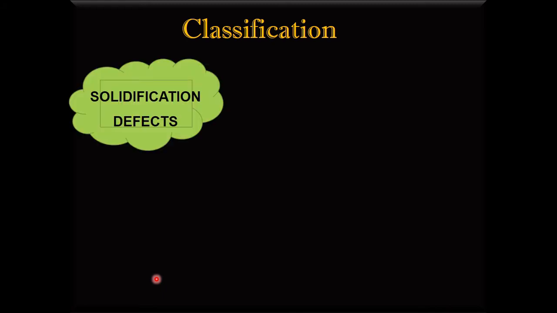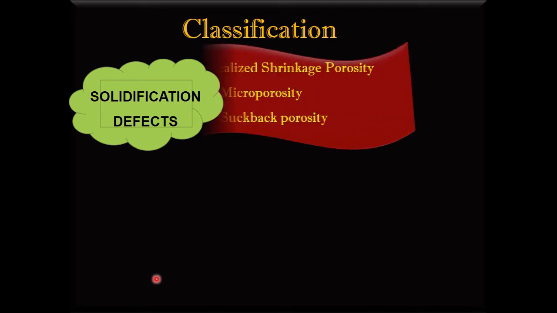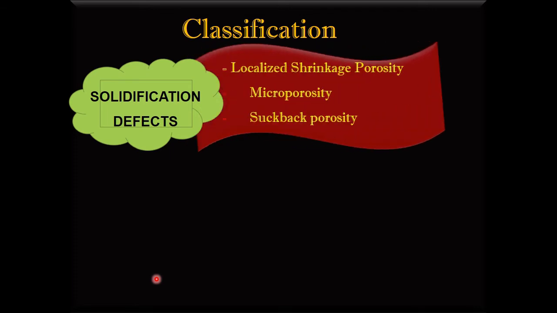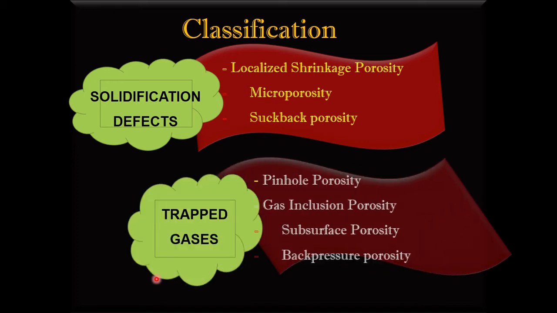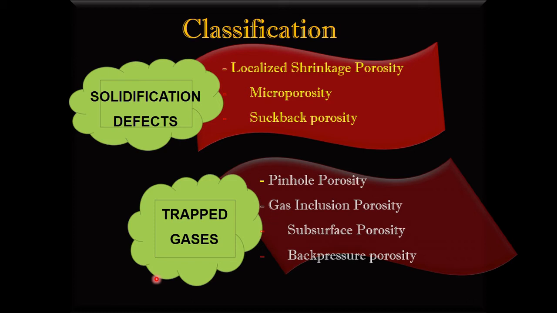So coming on to the classification of porosity, it is classified into two categories. The first is solidification defect. Under this we have the localized shrinkage porosity, microporosity, suckback porosity, and the trapped gases. Here we have the pinhole porosity, gas incursion porosity, and the subsurface and backpressure porosity.